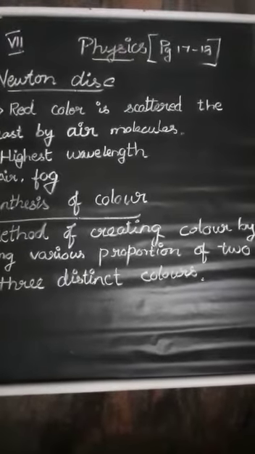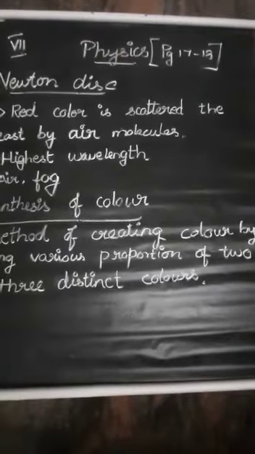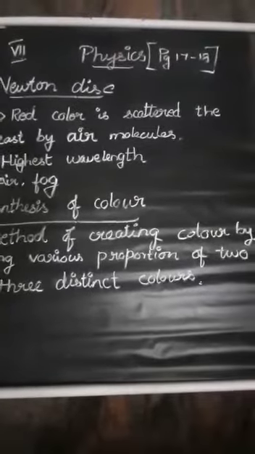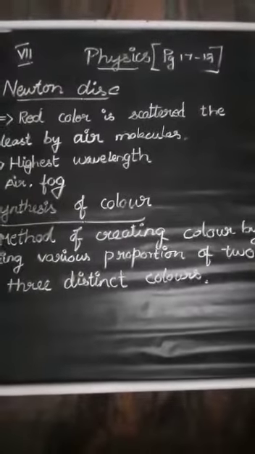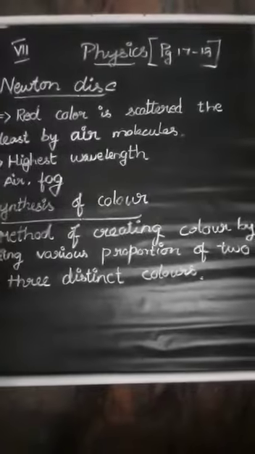Equal proportions of all 3 colors, if you mix them, you can get a white color. What are the 3 colors? Red, blue and green. If you mix these colors, you can get a white color.